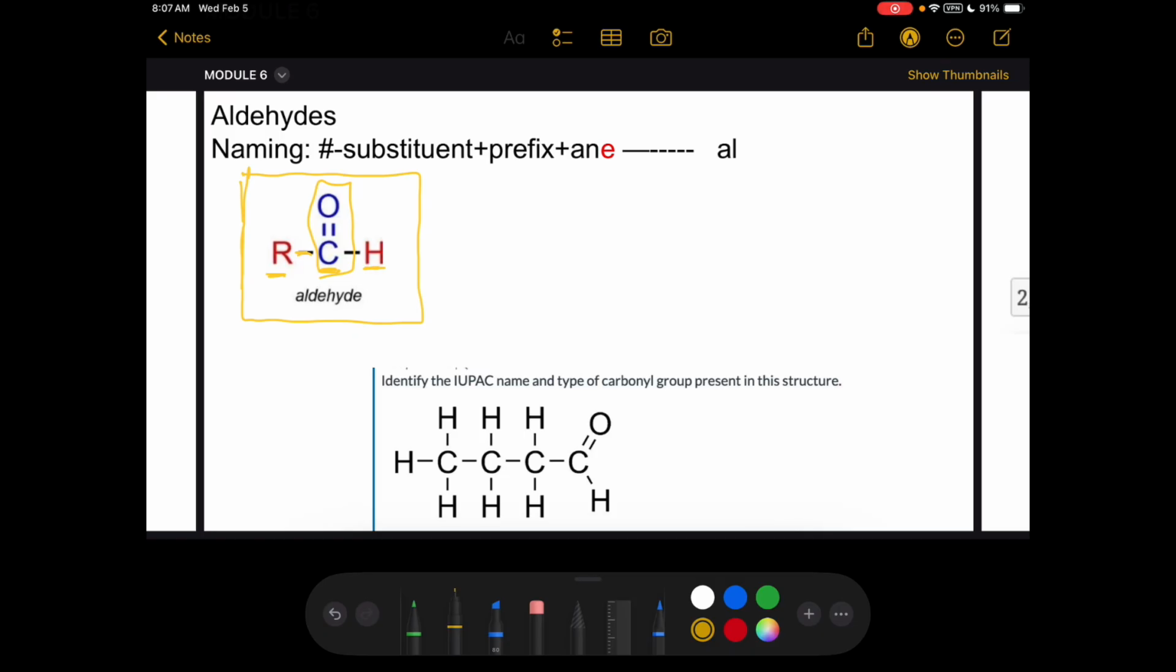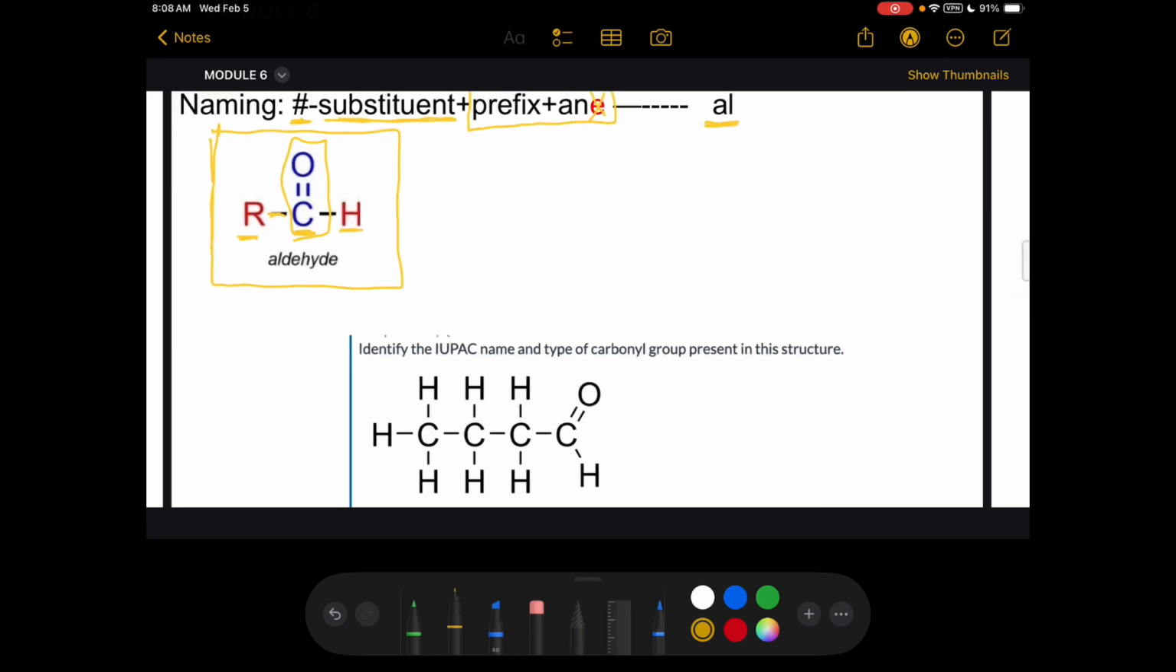How do we name it? We number our longest chain. For the longest chain, we have the prefix with ane, and we drop that E and replace it with al for aldehyde. Then if it has a substituent, you put the number where the substituent is located, and then the name of the substituent.